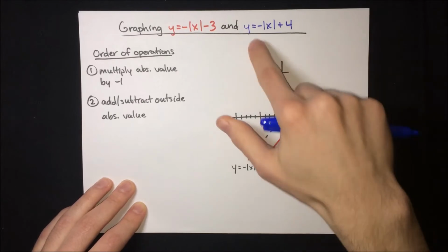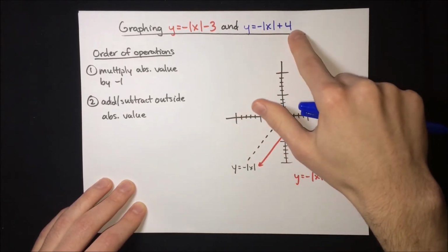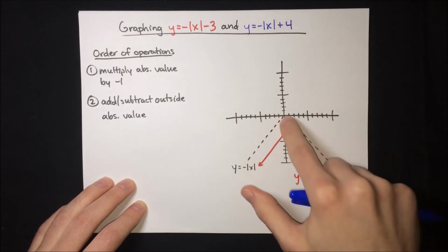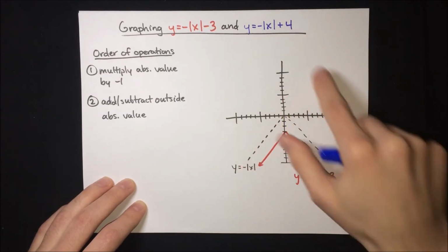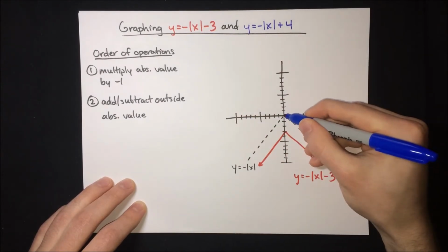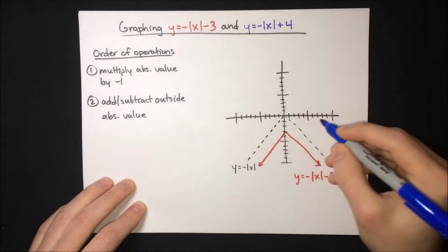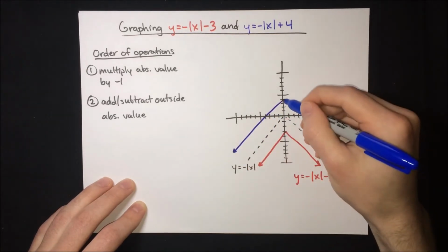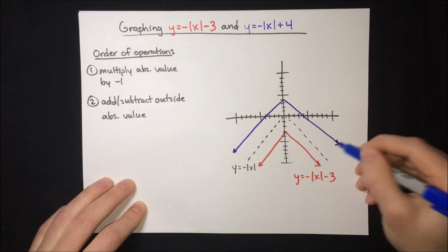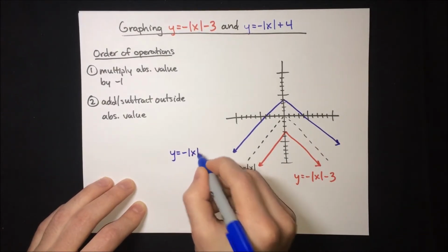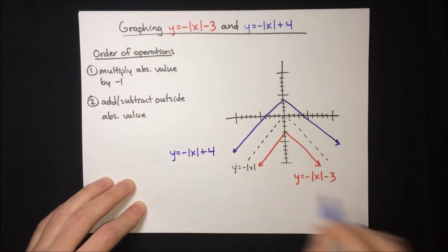Now to graph y equals negative absolute value of x plus 4, we have to take all the points here and translate them up by 4, because the y coordinate is increasing by 4. So 0 moves to 4, and all the other points follow suit. And there we have the graph of y equals negative absolute value of x plus 4.